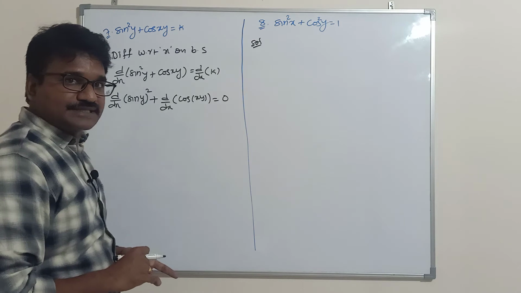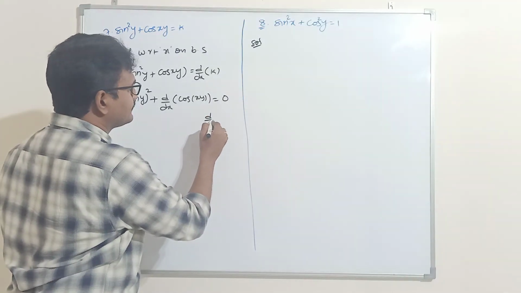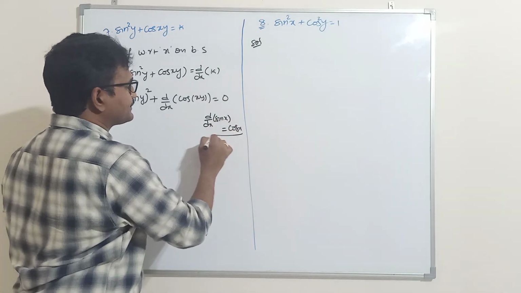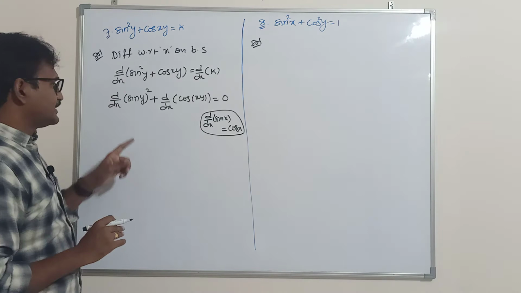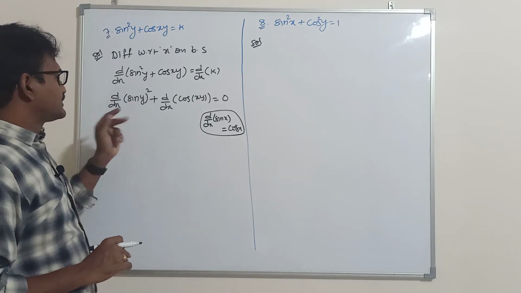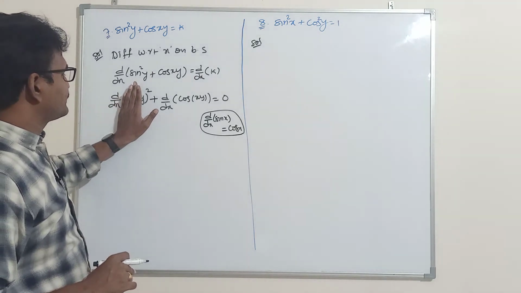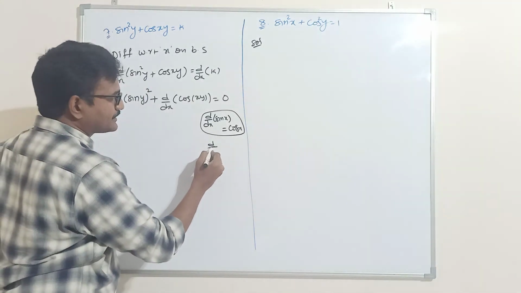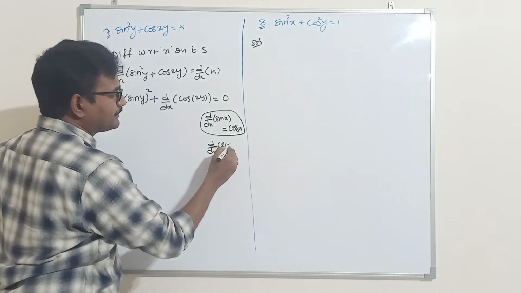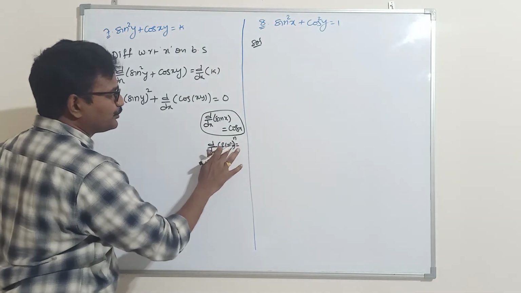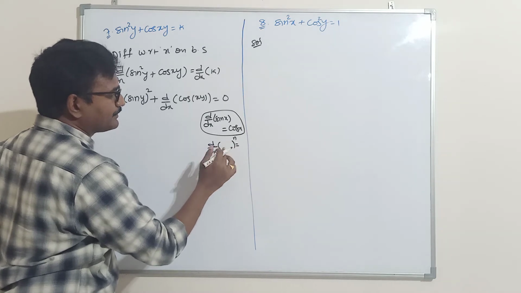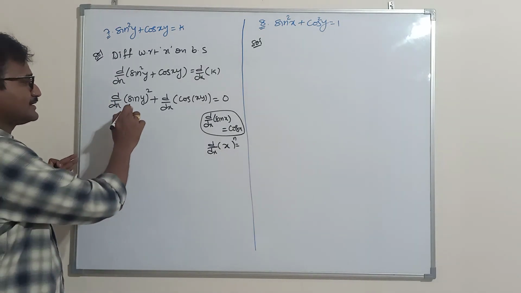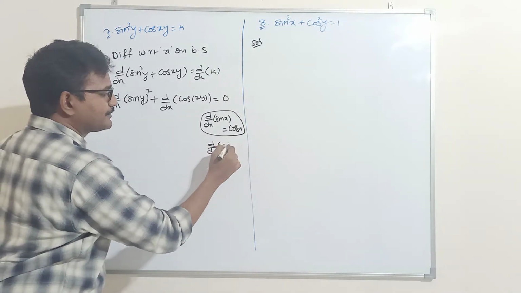So derivative of sin x we know: d by dx of sin x is equal to cos x. But this is not sin x, and this is not sin y also. Sin y whole square is there. So that's why, to find d by dx of a function power a numerical value, assume the function as x and apply the formula for derivative of x power n.